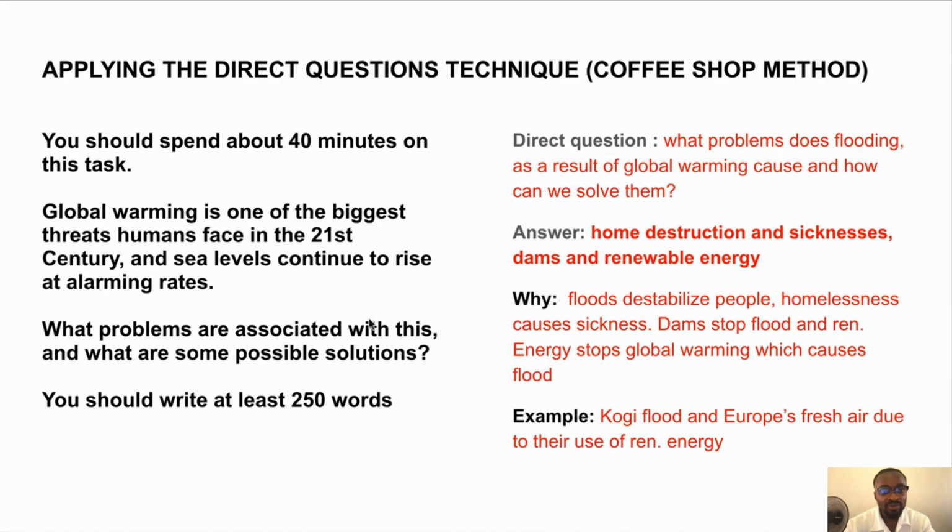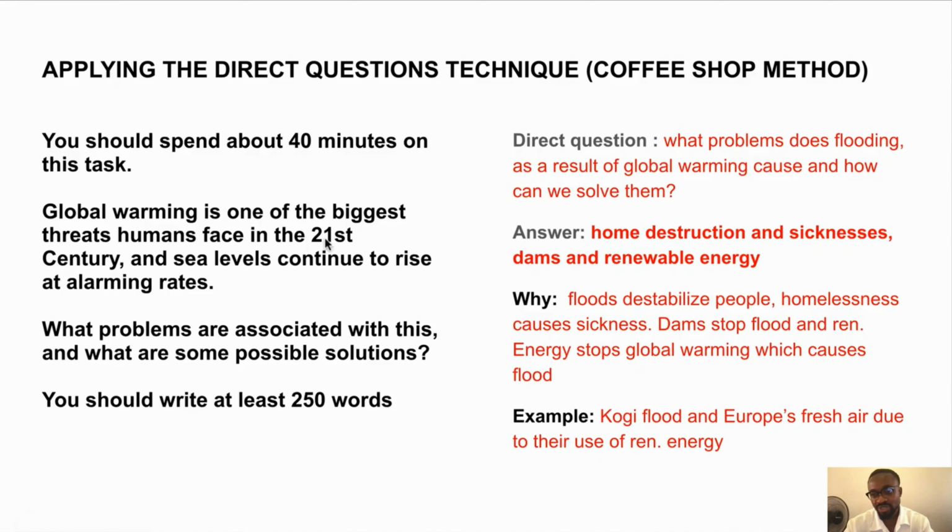Let's do that. So the question is on the left. You should spend about 40 minutes on this task. Global warming is one of the biggest threats humans face in the 21st century, and sea levels continue to rise at alarming rates. What problems are associated with this, and what are some possible solutions? You should write at least 250 words.